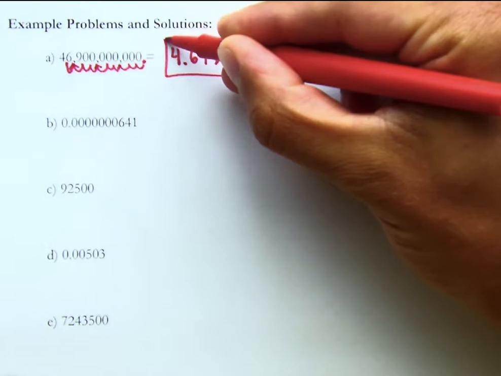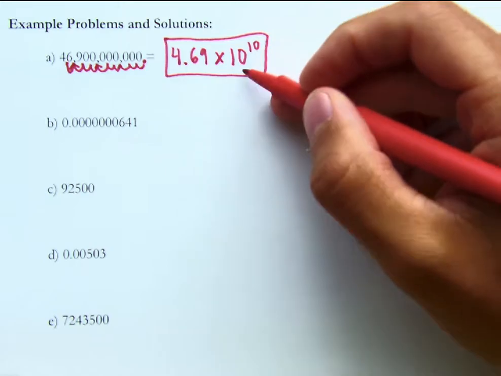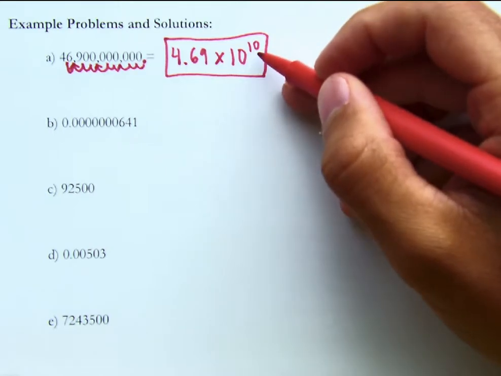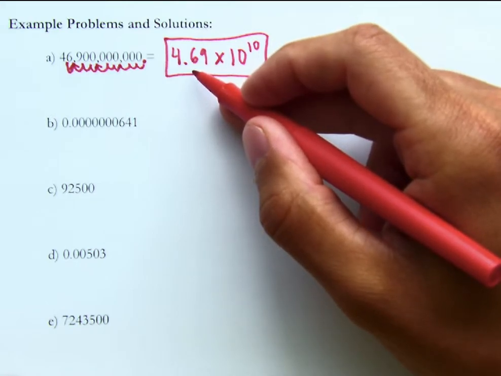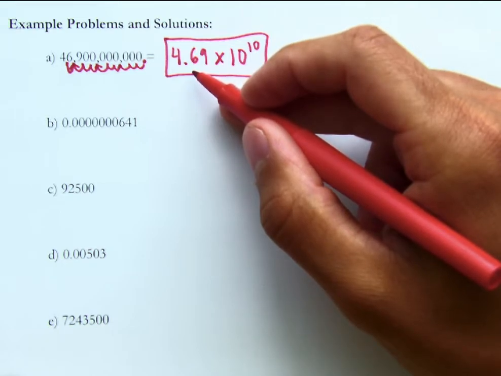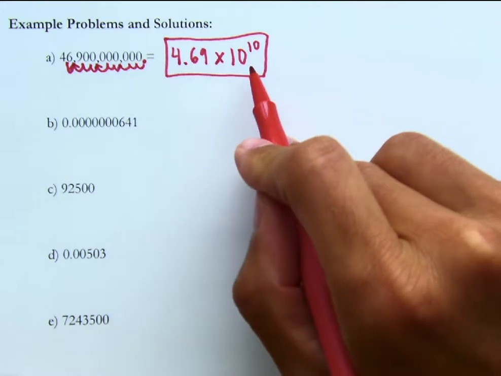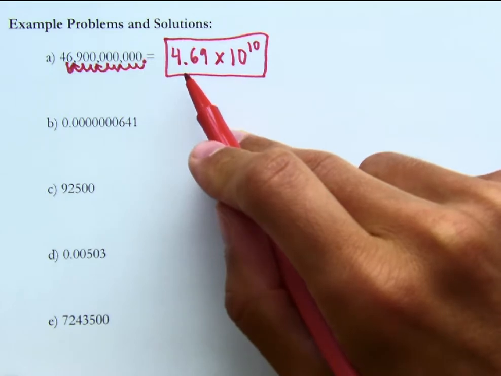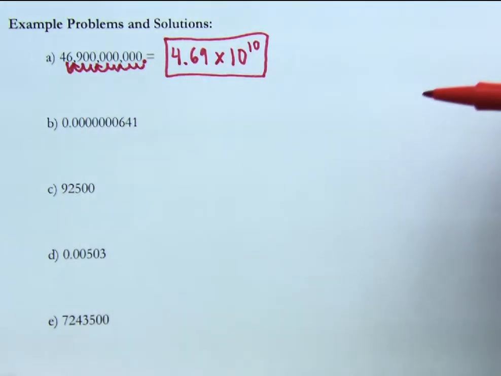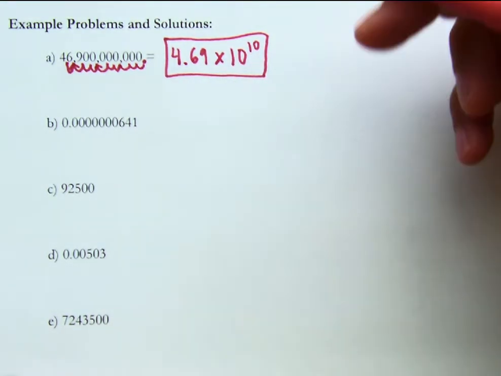But in terms of why it makes sense, 10 to the 9 is a billion, right? 10 to the 9 is a billion. So if you took a billion times 4.69, you would get 4,690 million. But this is 46. So 10 to the 10th power is 10 billion. So 10 billion times 4 is 40 billion, right? And this is 46 billion. So this makes sense. You can always just kind of do that sort of logic check on your work.